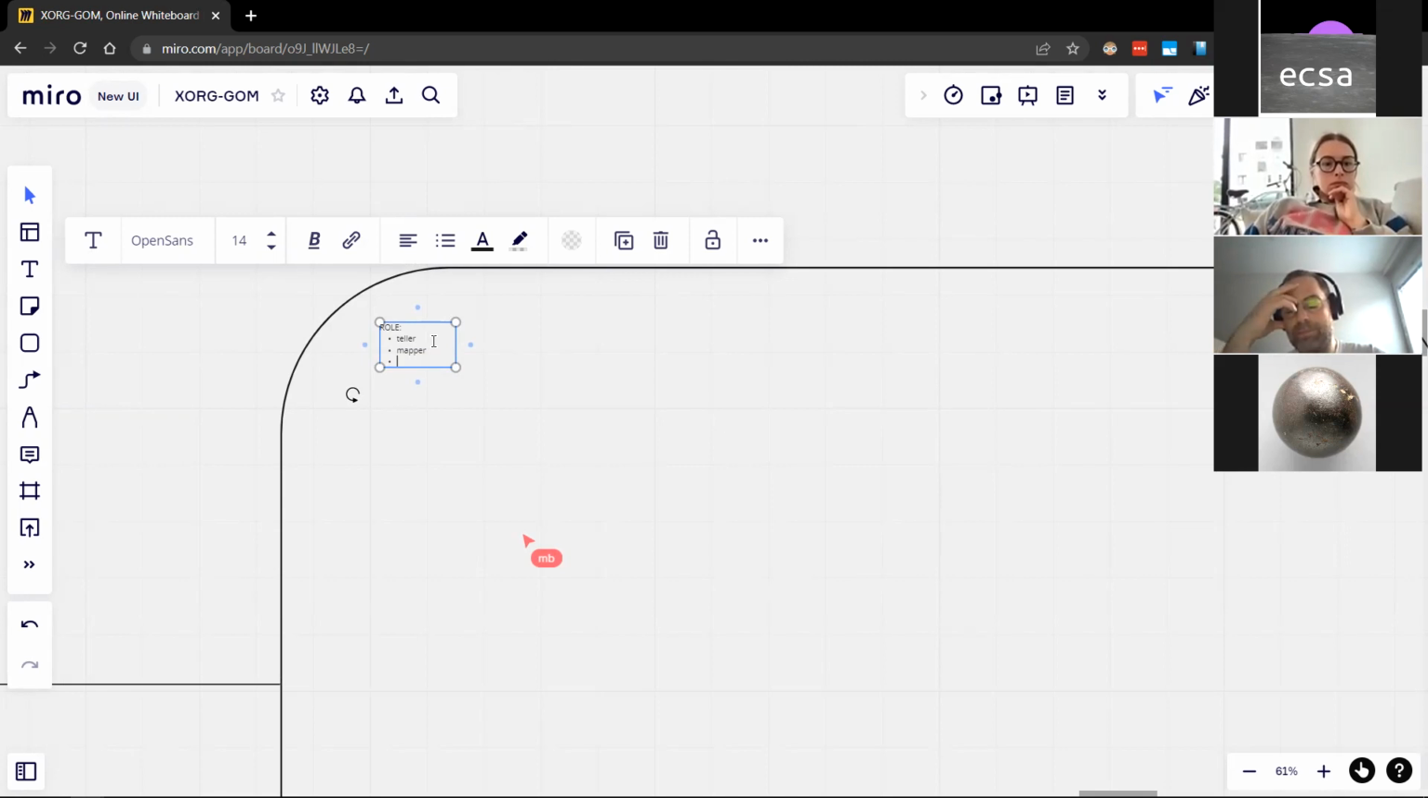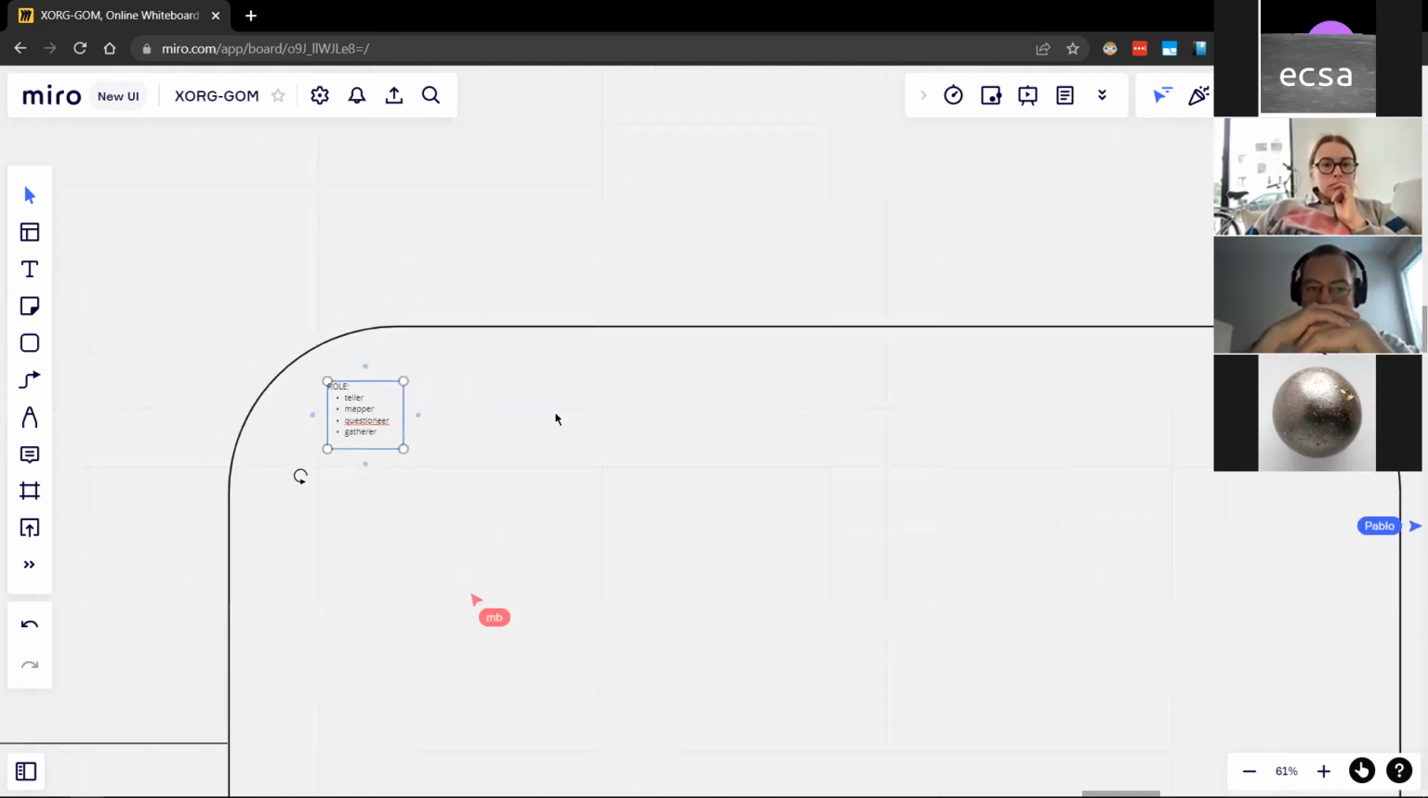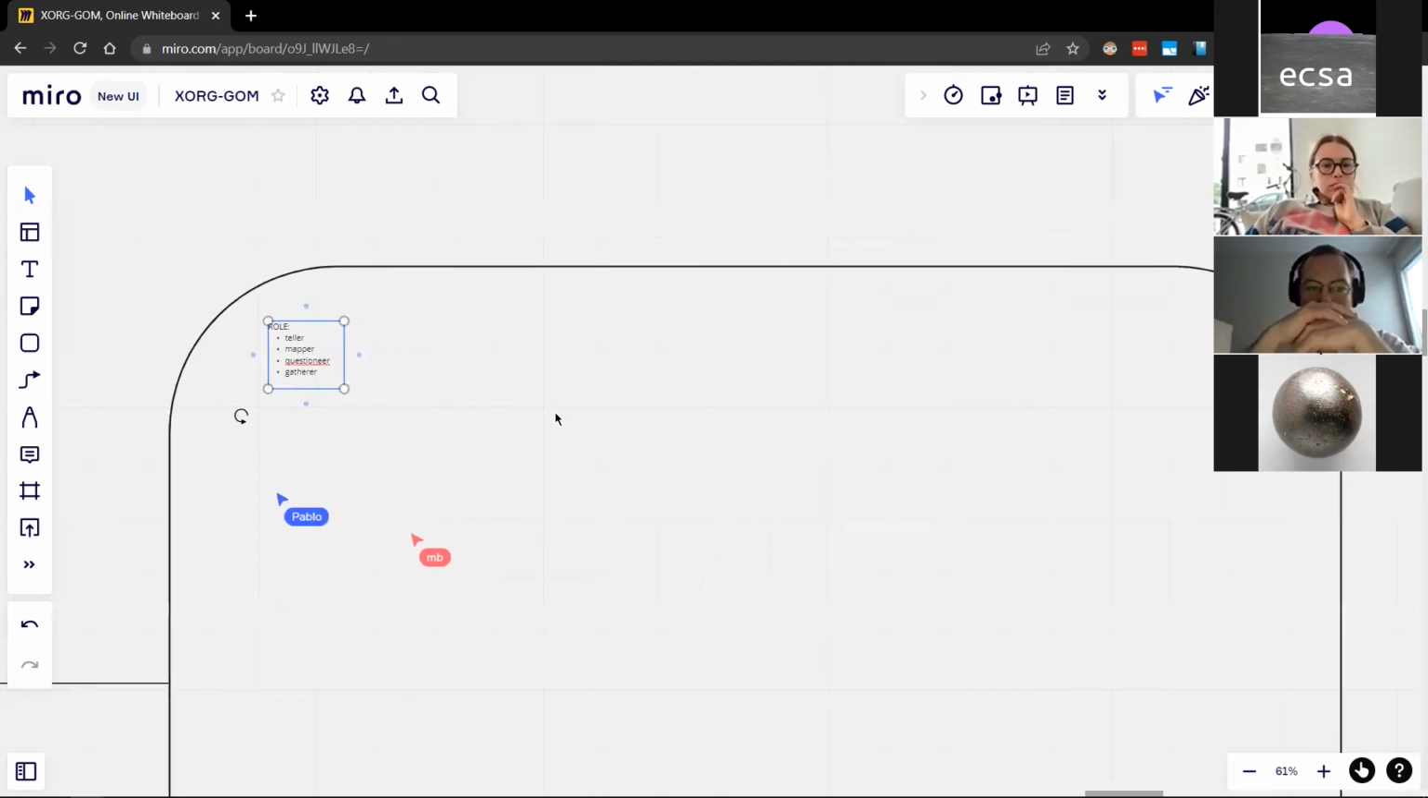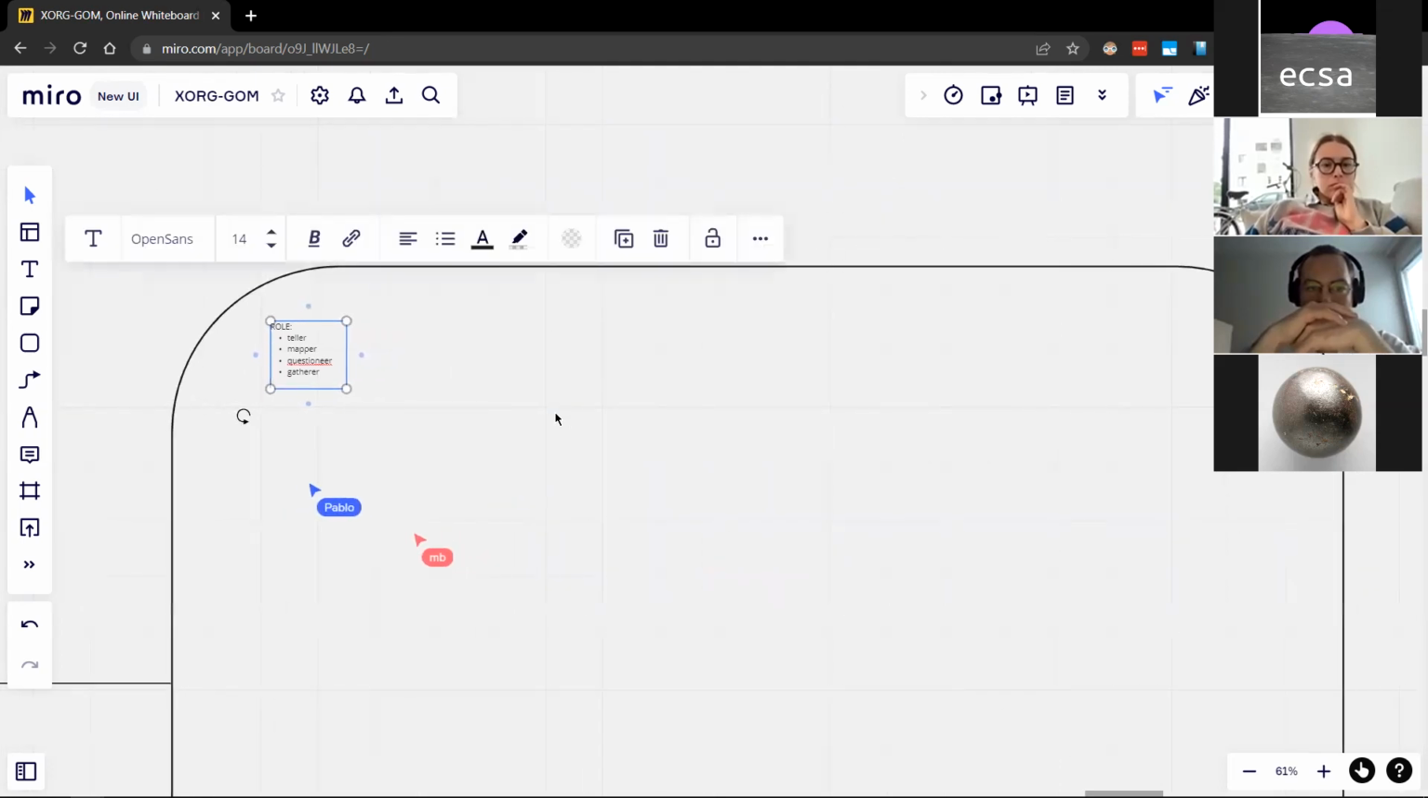There's a mapper. There is, let's say, a questionnaire, and there could be a gatherer. These are not compulsory, they don't have to be used, but I'm almost creating a situation as if a game master, and putting that into a play possibility.